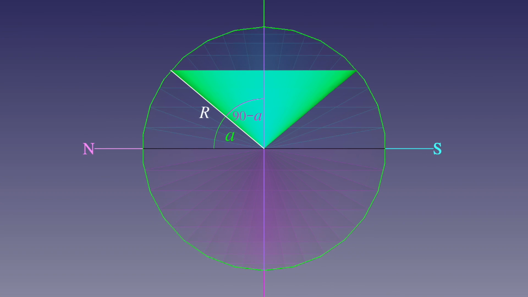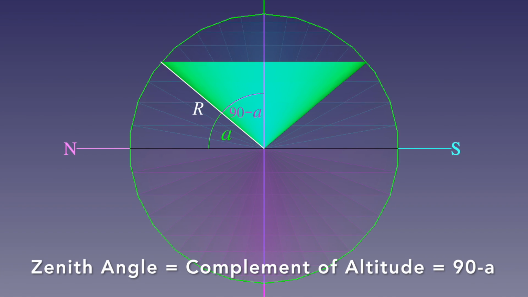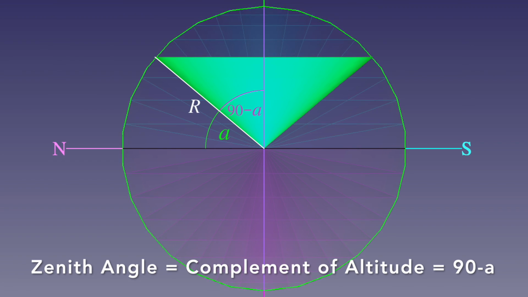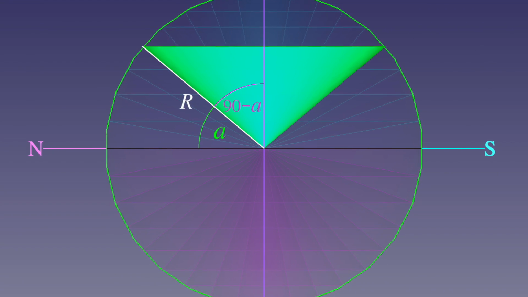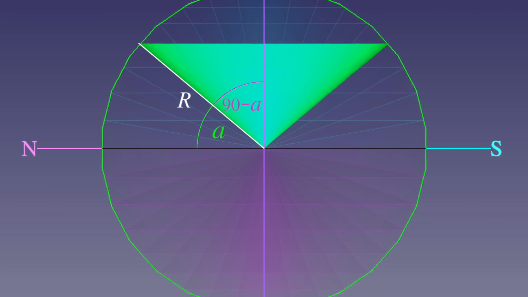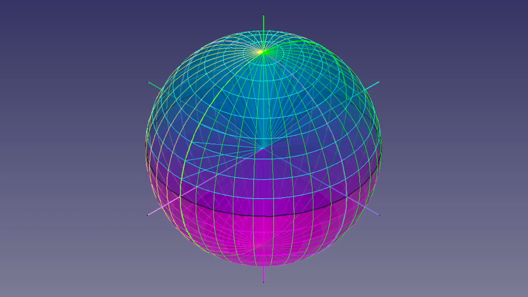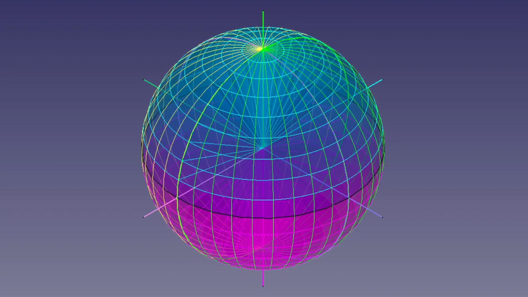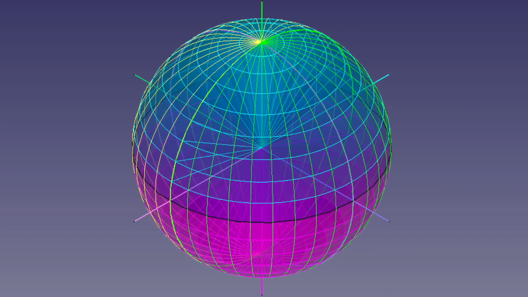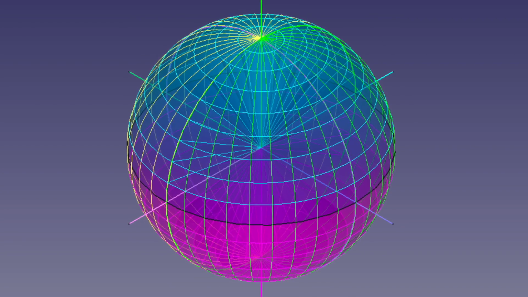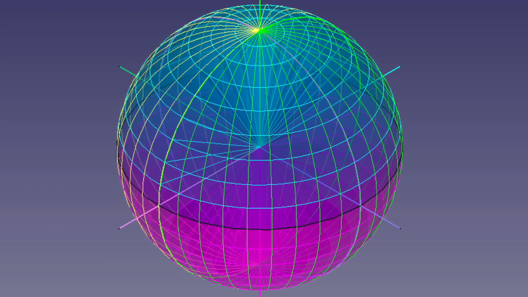The complementary angle to altitude is referred to as the zenith angle or the co-altitude, which is equal to 90 degrees minus the given altitude, and is represented by the interior angle of a given cone, between the edge of the cone and the z-axis. From an axonometric perspective, we can see that the outer edges of the cones create minor circles on the surface of the celestial sphere. These cones represent the altitude coordinate, with the cones above the horizon representing positive altitudes and the cones below the horizon representing negative altitudes.